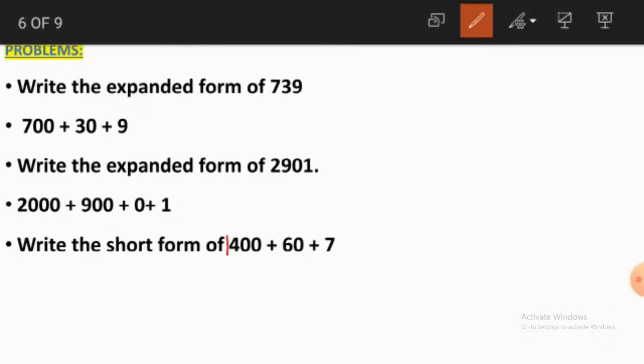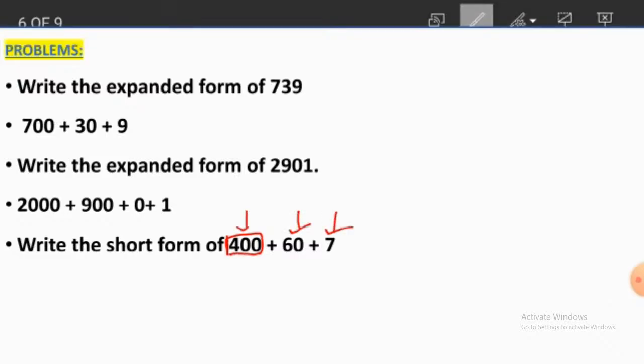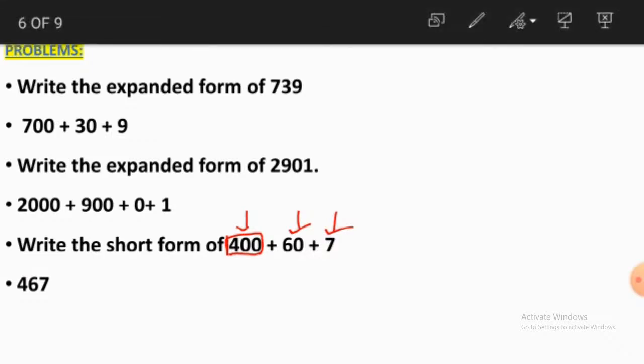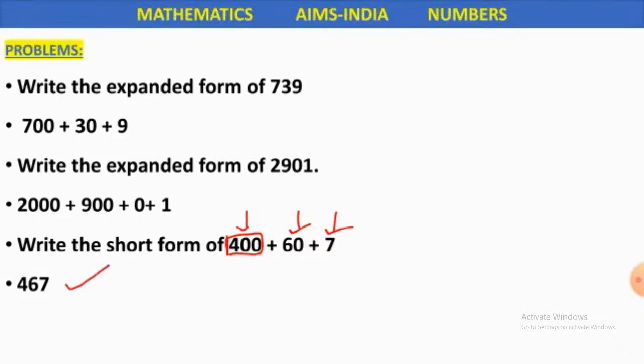In 400 there are 3 digits, and in the question there are 3 numbers. So we can simply write the first digits of each number, which is 4, 6, 7, which is nothing but 467. In the question 4 is in hundreds place, and in the answer as well 4 is in hundreds place. 6 is in tens place, and 6 is in tens place here as well. 7 is in ones place, 7 is in ones place. So 467 is the right answer.